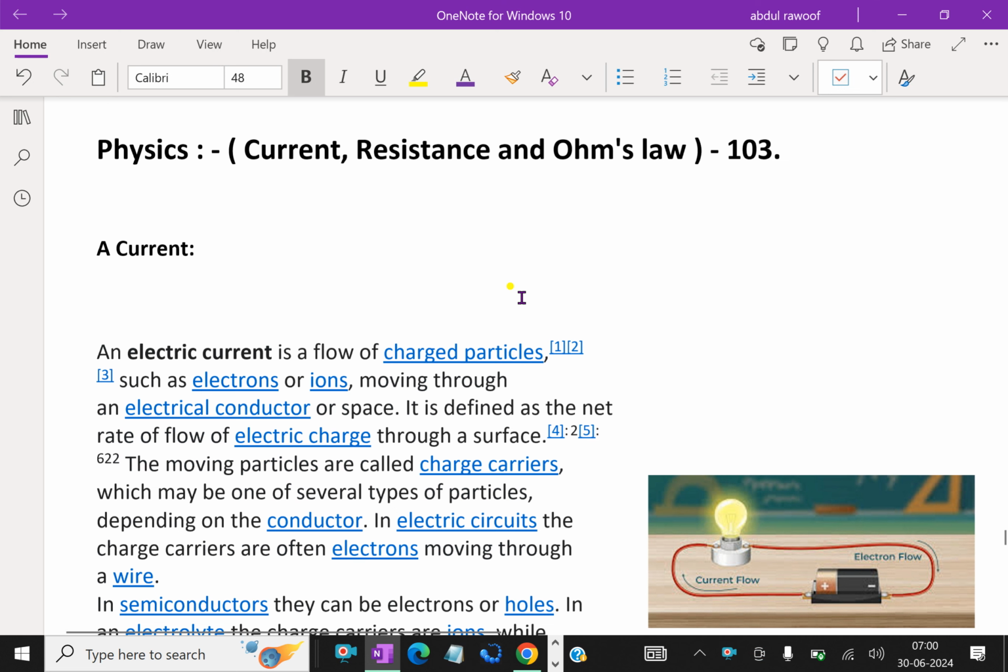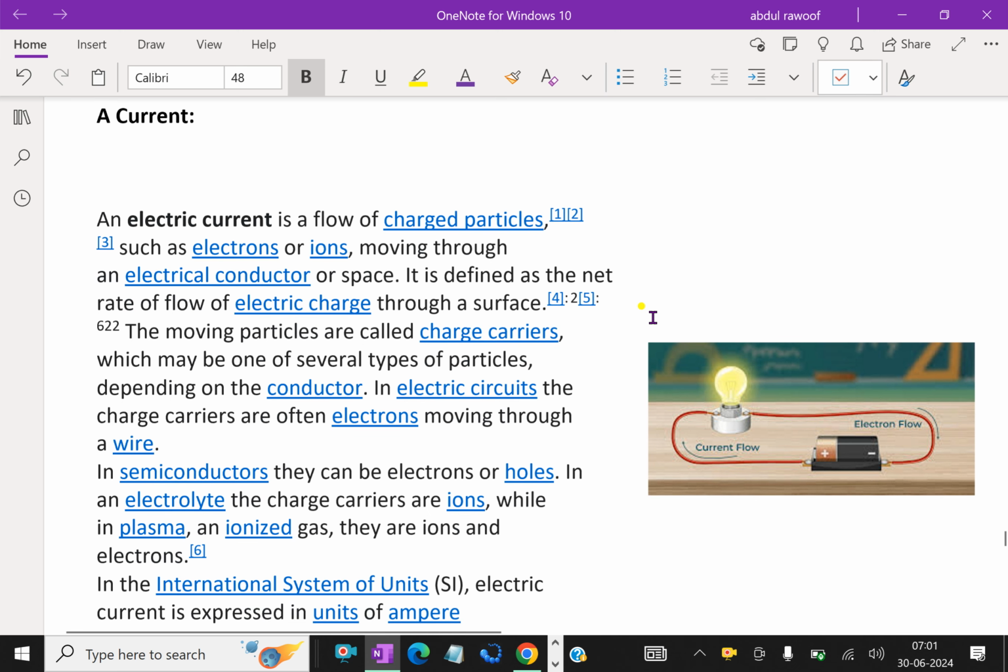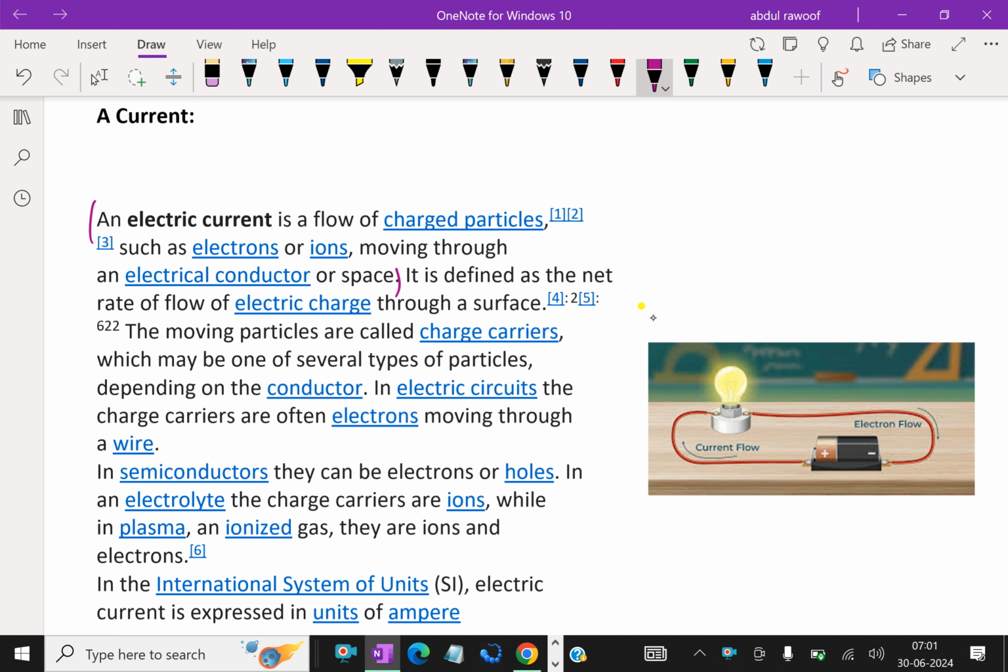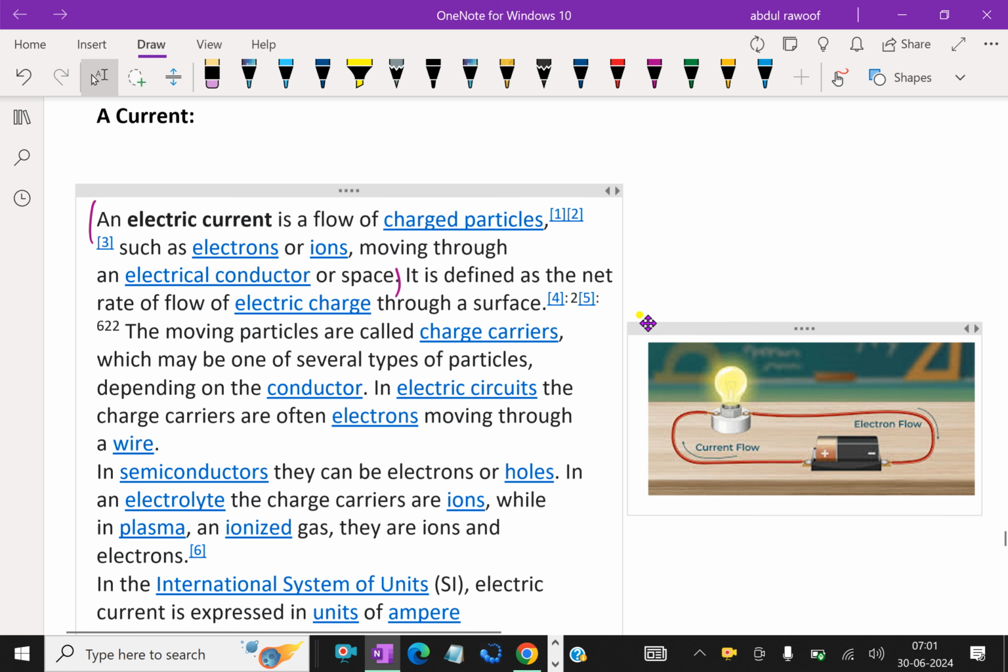First, we'll discuss current. An electric current is a flow of charged particles such as electrons or ions moving through an electrical conductor or space. If charged particles move through a conductor, it is called an electric current. It is defined as the net rate of flow of electric charge through a surface.